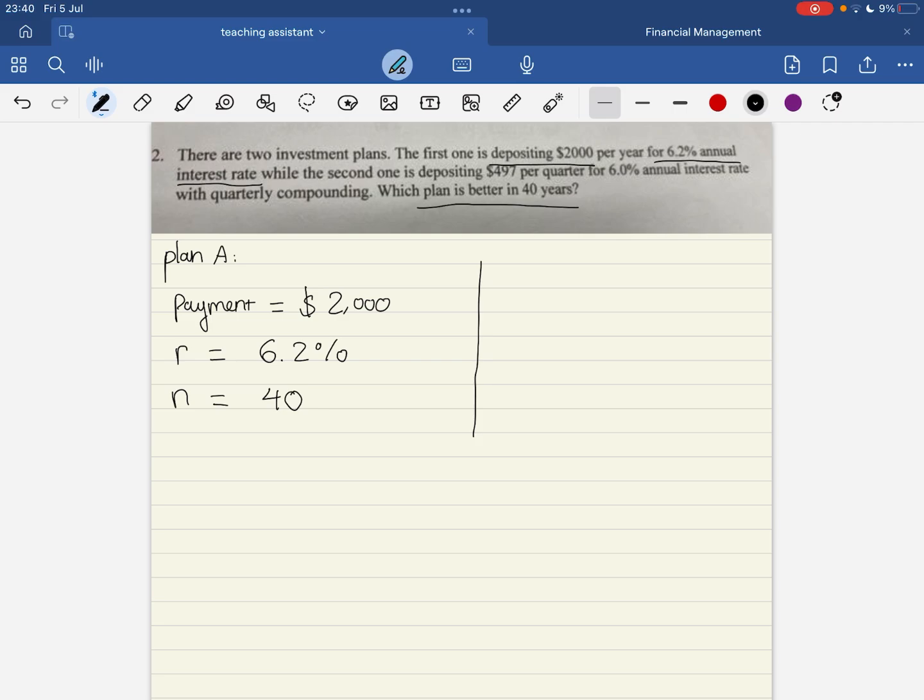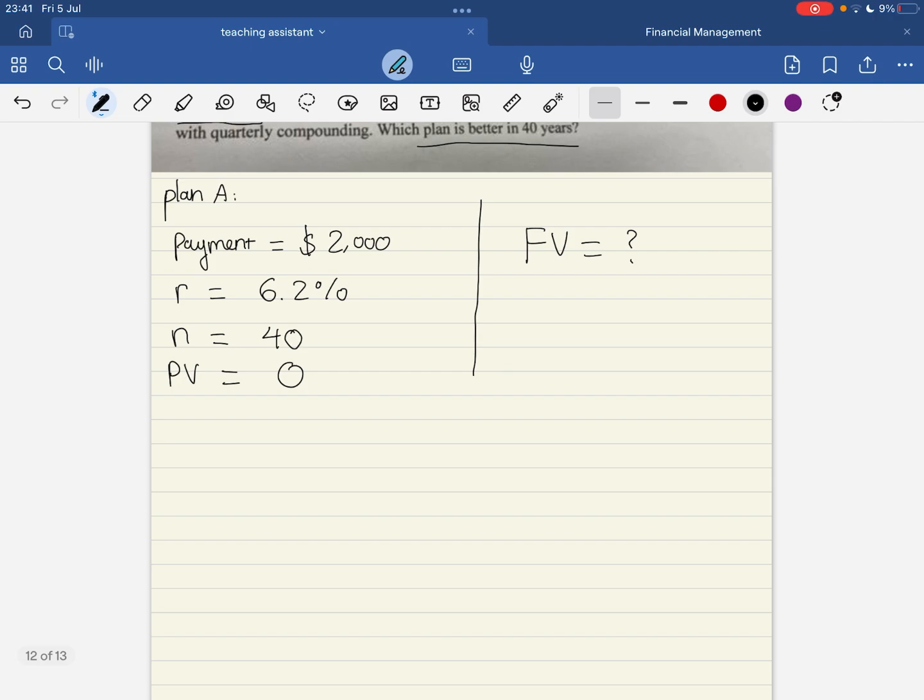So our duty, in order to know which plan is better, is to find the future value. In other words, in the future, how much money do we have if we keep depositing $2,000 per year for 40 times in a row? So we have to find out the future value. However, at the current time, we don't know the future value. Therefore, the present value will be equal to 0.